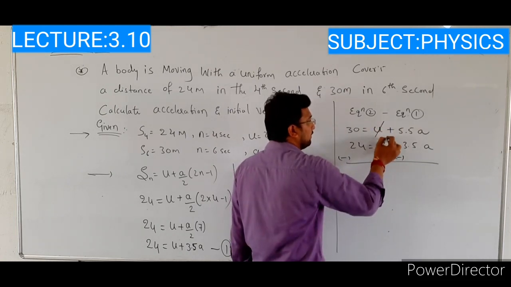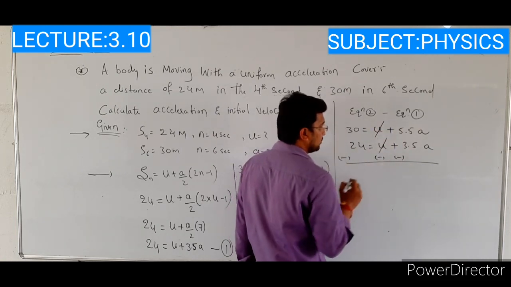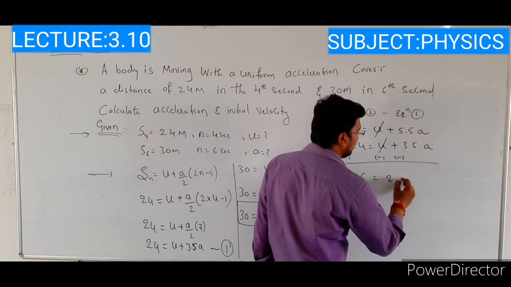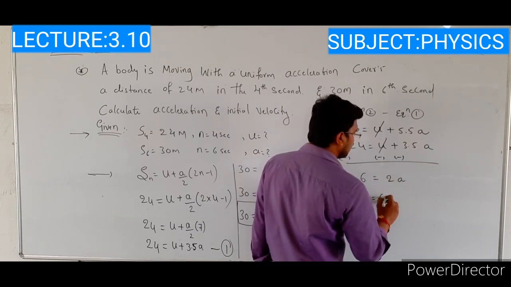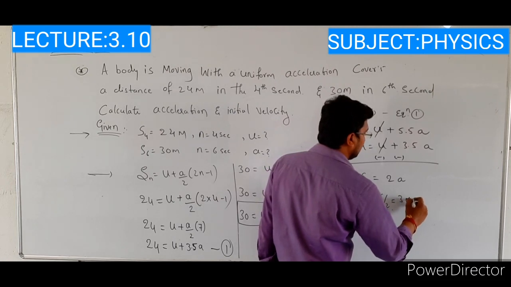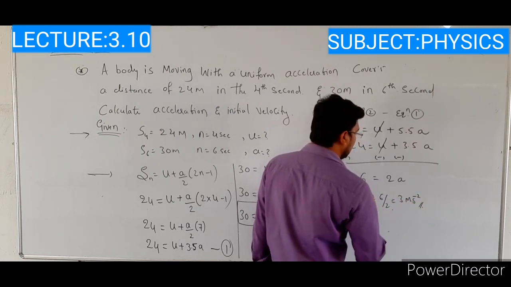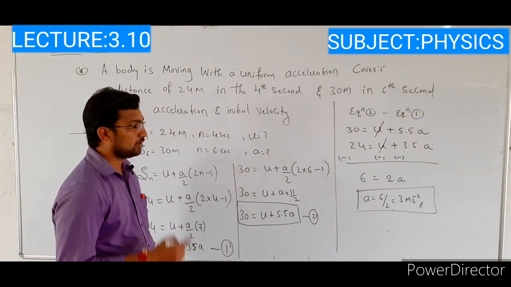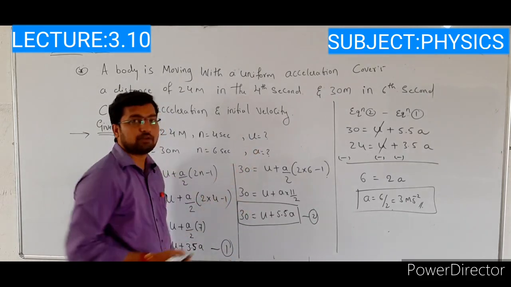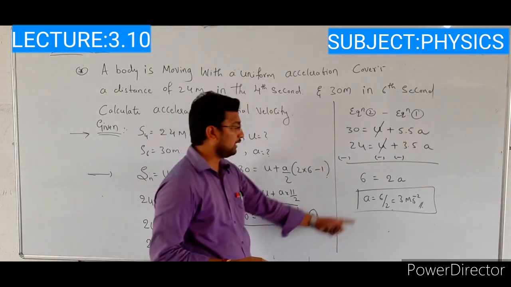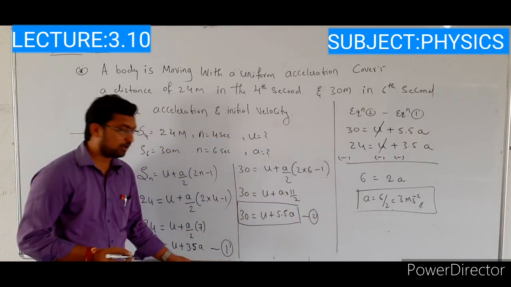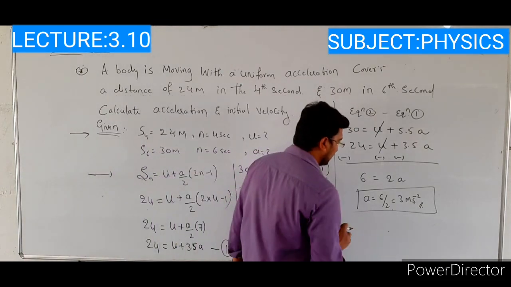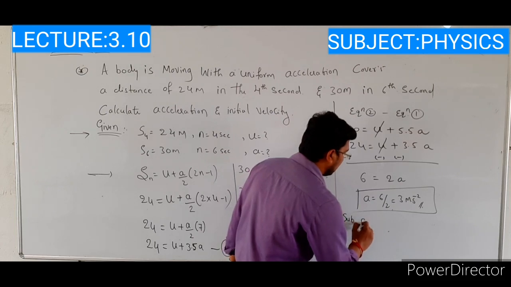In this case, plus u minus u both get cancelled. 30 minus 24, its value is 6, that is equal to 5.5 minus 3.5, that is 2 into acceleration. Then the acceleration value is 6 by 2, that is equal to 3 meter per second square. This is the acceleration value. A is equal to 3 meter per second square. So next we are going to find out what is the initial velocity. In that case, we substitute the a value either in equation number 1 or in equation number 2. In this case, we are going to substitute the a value in equation number 1.